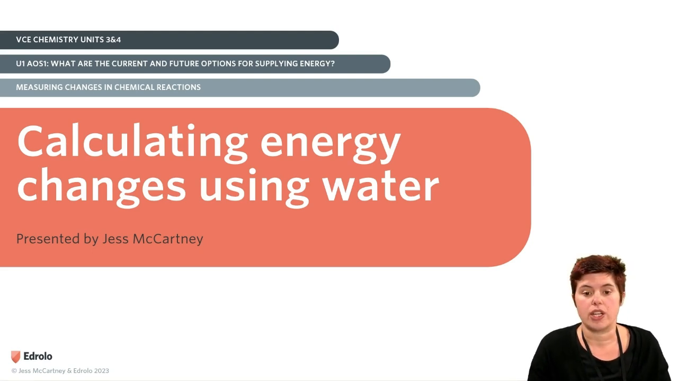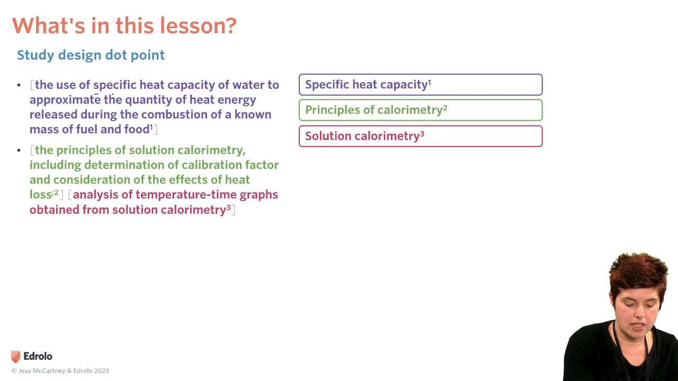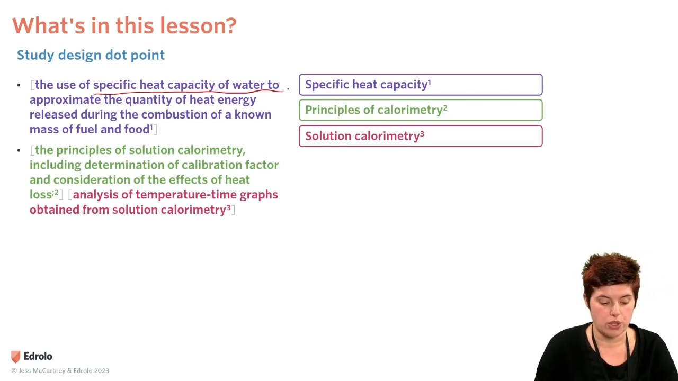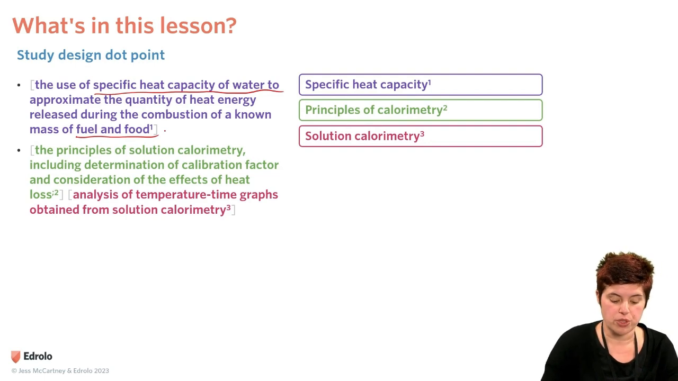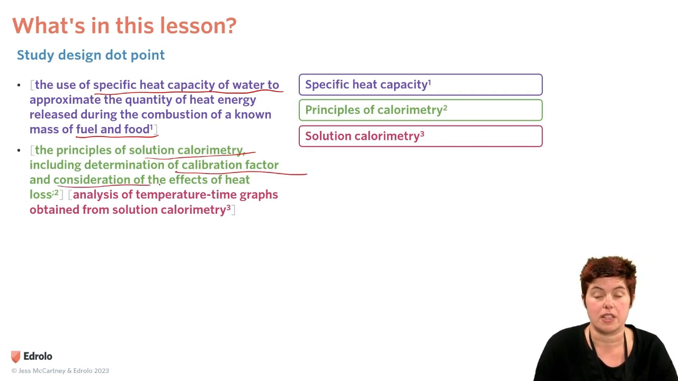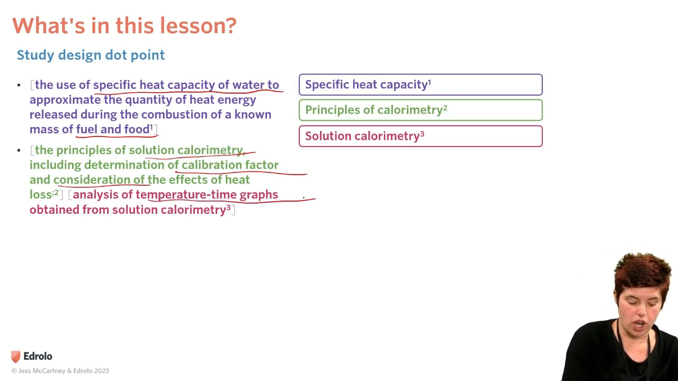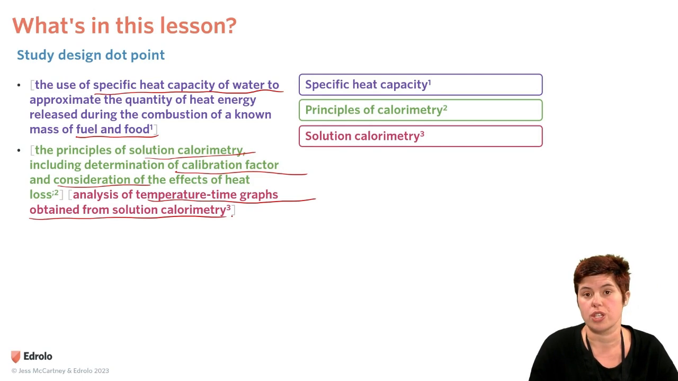So the study design dot points are using specific heat capacity of water to approximate the quantity of heat energy released during combustion of known mass, and this is with fuel or food. The principles of solution calorimetry, including determination of the calibration factor and consideration of the heat effects, the heat loss effects, and analysis of temperature time graphs obtained during solution chemistry.